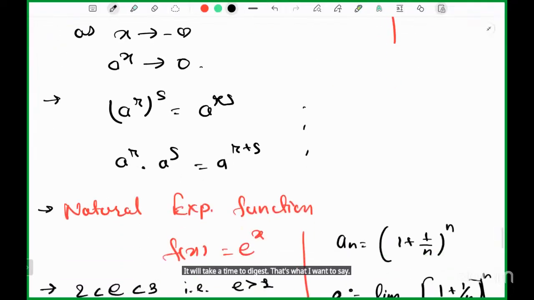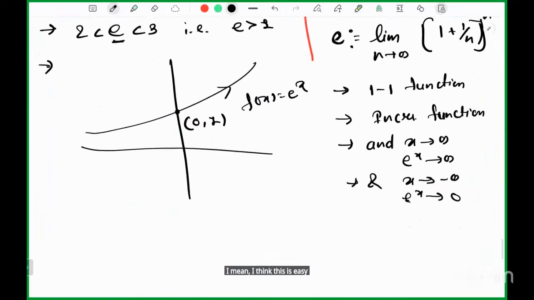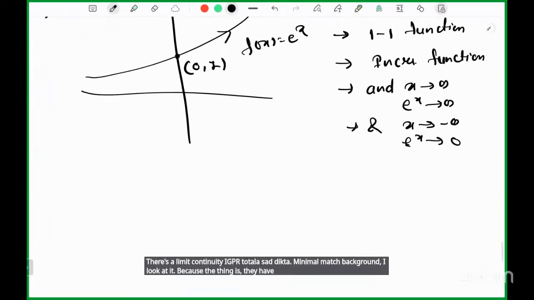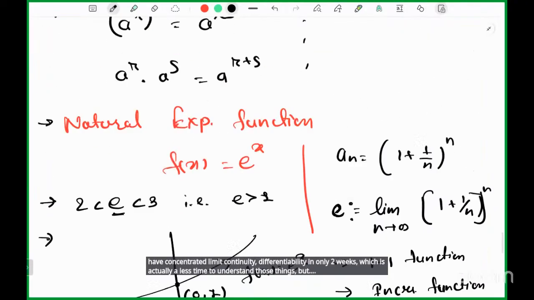Otherwise it's possible. I'm also a bio student. मैं फिजिक्स में ये ऐसा आता है ना तो ये आसान लगता है मैम, अभी तो चलेगा। जैसे लिमिट कंटिन्यूटी आएगी फिर थोड़ा सा दिक्कत हो जाता है, फिर तो मैथ्स पर्सन को भी दिक्कत होता है, तो बिना मैथ्स बैकग्राउंड वालों को क्या हो. Because they have concentrated limit, continuity and differentiability in only 2 weeks, which is actually less time to understand those things, but we'll figure it out.